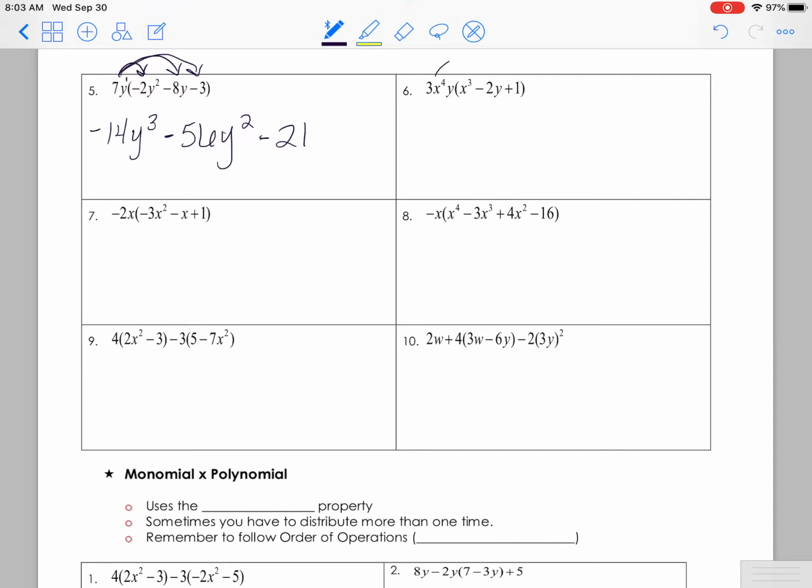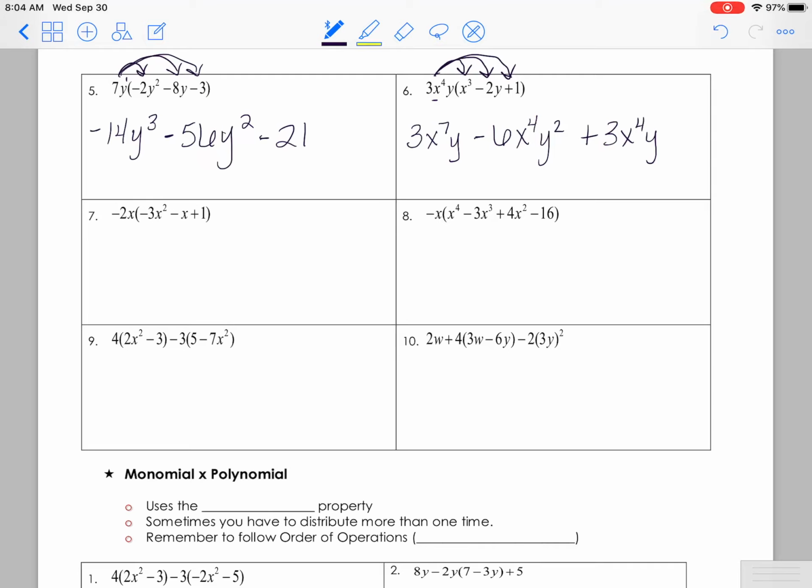Let's go through again. We're going to distribute through. So I get 3 x to the 7th y, and then I'm going to distribute again to this. Multiply your coefficients, so I'm going to get a negative 6. Now this one doesn't have an x, so I'm just going to carry over those 4 x's from here, and then I have 2 y's, and when I multiply this by 1, that still gets me 3x to the 4th y.